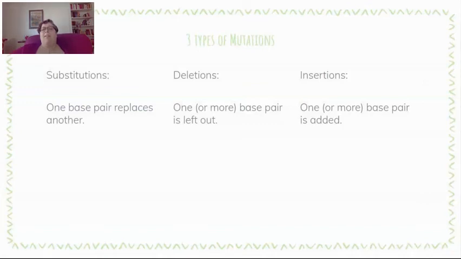You can delete one or more base pairs. They just get left out by accident. Or you could insert some extra base pairs that weren't supposed to be there. All of these kinds of mutations can have minor or profound effects on the final protein that ends up getting produced. Check it out.